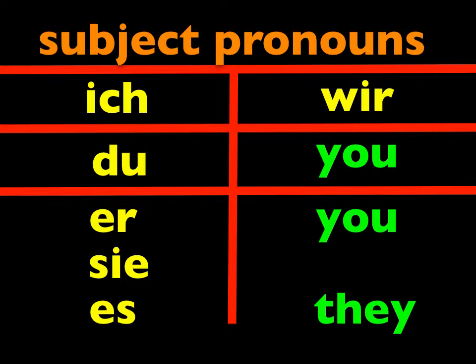The next word is, in essence, the word du on the left made plural. In other words, it is more than one friend, child, or family member. More than one person with whom you would be informal. Repeat, ihr.